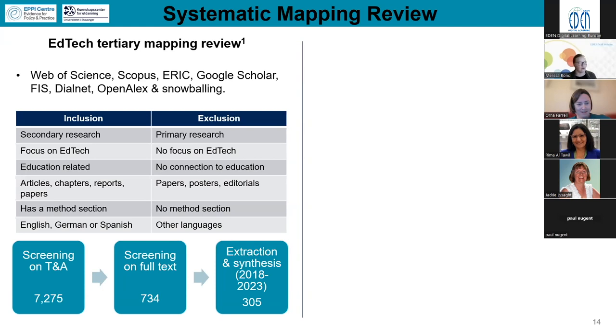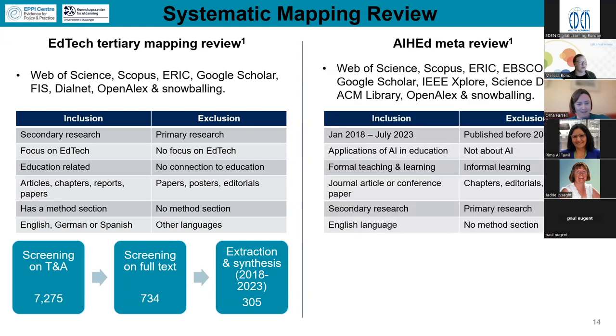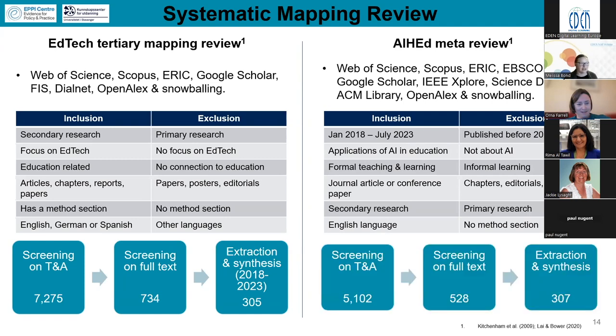And that was actually sampled. There were a lot more published than that. But because of that, we had to then draw a sample. On the other review, we were also looking at those 5 years, 2018 to 2023, looking at applications of AI in education and focusing on any form of evidence synthesis with a method section, but that were only published in the English language. And from there, we found 307.